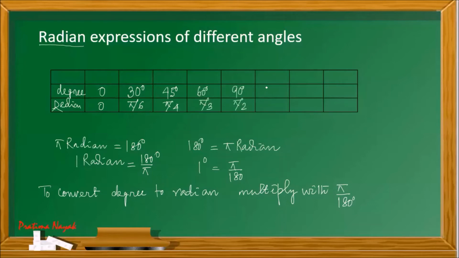Then 180 degrees is pi. Then you have 270, it will be 3 pi by 2. And 360 degrees, you write 2 pi. So you can convert any degree into radian with this expression. We have learned it. And if you have not learned, you can see my other video where you can find it.